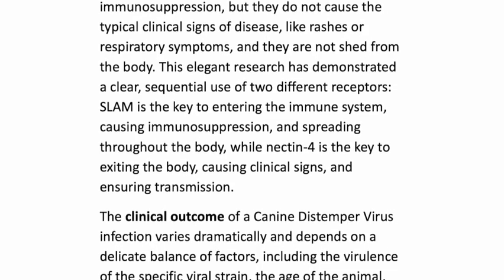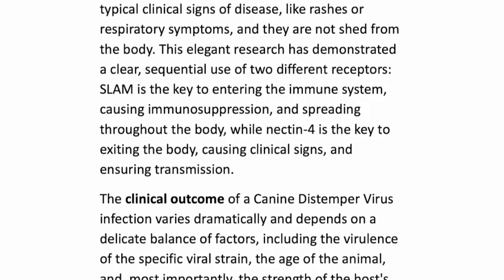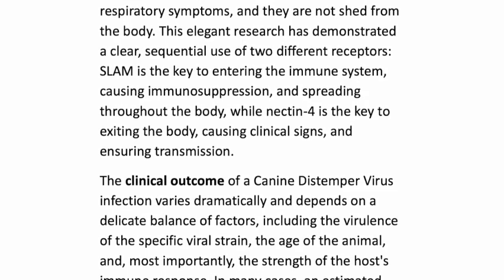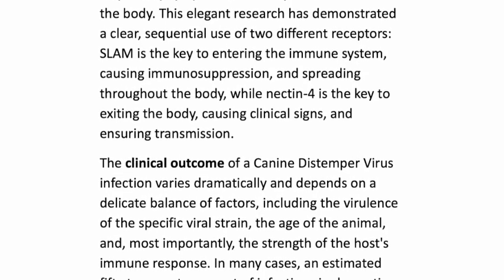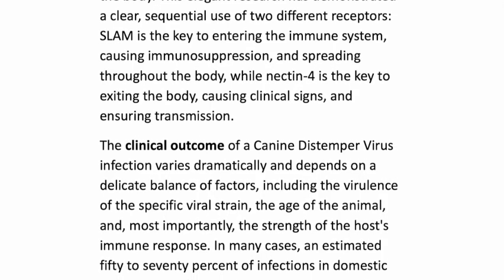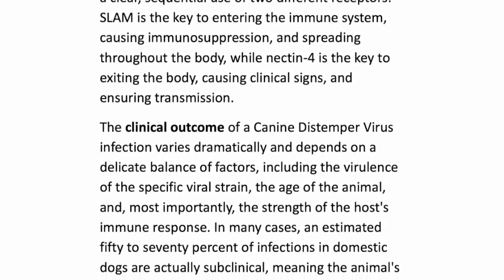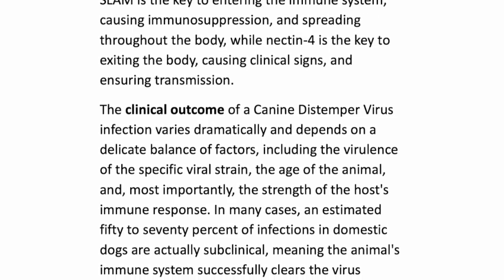This elegant research has demonstrated a clear, sequential use of two different receptors. SLAM is the key to entering the immune system, causing immunosuppression, and spreading throughout the body, while Nectin-4 is the key to exiting the body, causing clinical signs, and ensuring transmission.